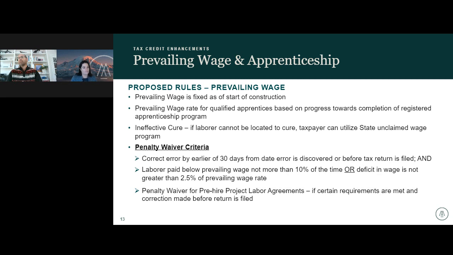So as I mentioned before, the prevailing wage rate does still apply to apprentices. It's based off of the percentage of prevailing wage rate as determined in the registered apprenticeship program. And that percentage is going to need to be approved by either your state apprenticeship agency or the Department of Labor's apprenticeship department.